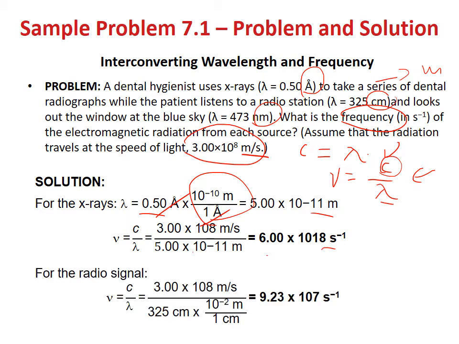For the radio signal, the wavelength is 325 centimeters. 1 centimeter equals 10 to the negative 2 meter. Using this as a conversion factor, we cancel centimeter and get meters, and then use the speed of light divided by wavelength, which gives you 9.23 times 10 to the 7th power per second.